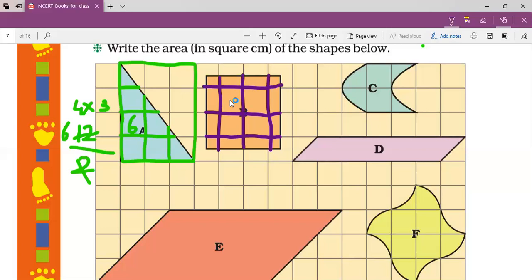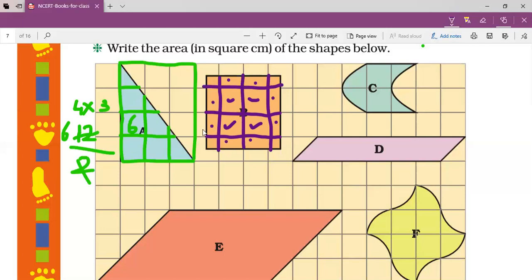So how much area is covered by this shape? Let's see the complete ones. 1, 2, 3 and 4 are completed. Now, can you see more than a half? No. Can you see half? Yes. See, this is a half of this shape. This is also half of this shape, half, half, half, half, half.